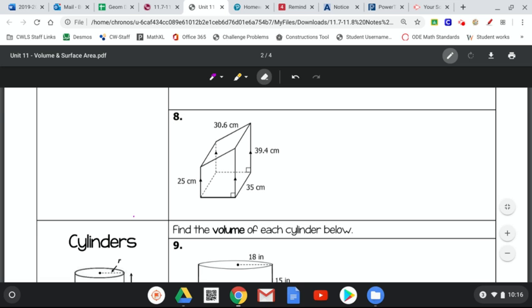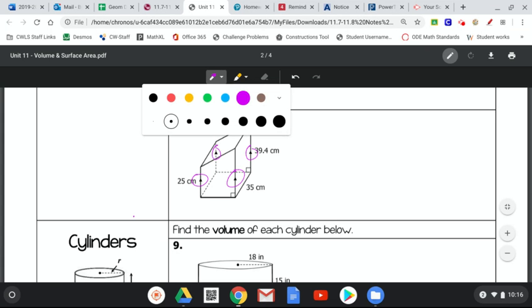All right, guys. So like I said, try number 7 on your own, okay? And I'm going to go through number 8. So number 8, you can see we have these parallel lines, okay? So that kind of indicates that, hey, that's going to be our base. So I'm just going to outline that.